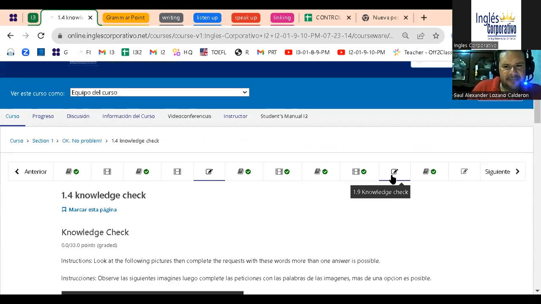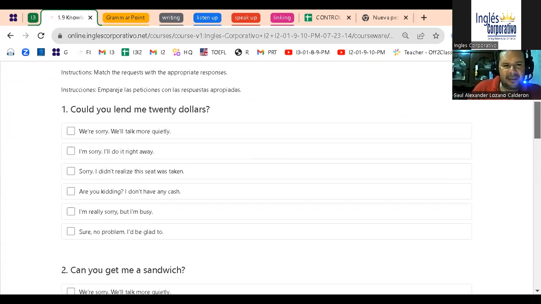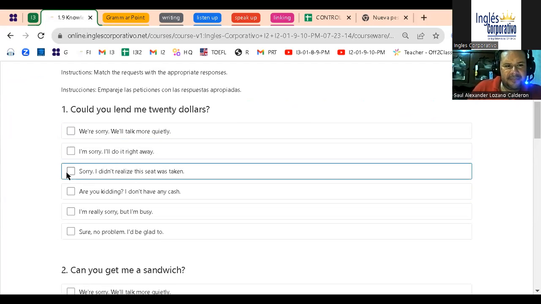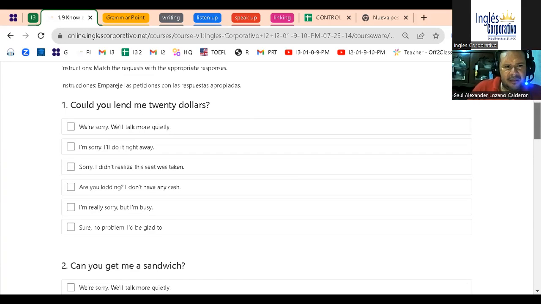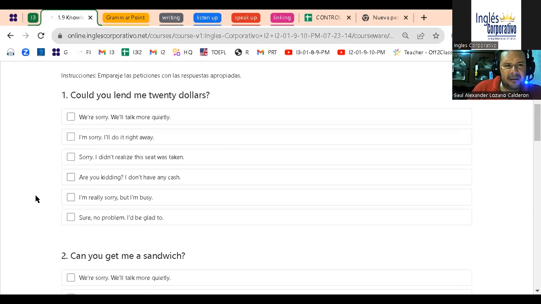So you're supposed to work with this activity. Knowledge check after request. 1.8. Would you lend me $20? So you have to look for an answer. We're sorry, we'll talk more quietly. I'm sorry, I'll do it right away. I'm sorry, I didn't realize this seat was taken. So there are different answers, and you have to look for the one that best fits the question. Hay que buscar ahí la que mejor se apegue a lo que están pidiendo.